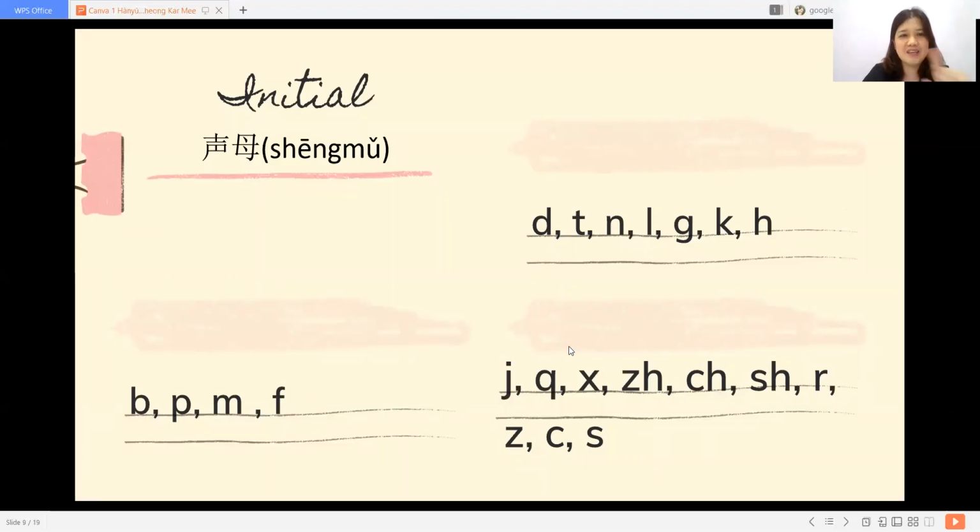Let's take a look at the initial. We call it 声母. We have so many 声母 in Mandarin. You will see these are quite similar, right? It's exactly the same as the consonants in English. Because in English, or even in Malay, you will see these alphabets appear. For example, B, P, M, F, D, T, N, L, G, K, H, J, Q, X. Maybe you're not that familiar with ZH, CH, SH, but these three really exist in Chinese phonetics, followed by R, Z, C, and S.